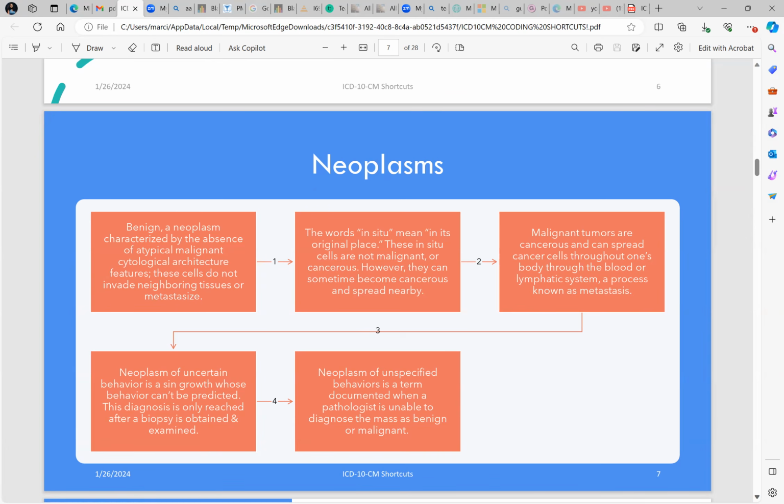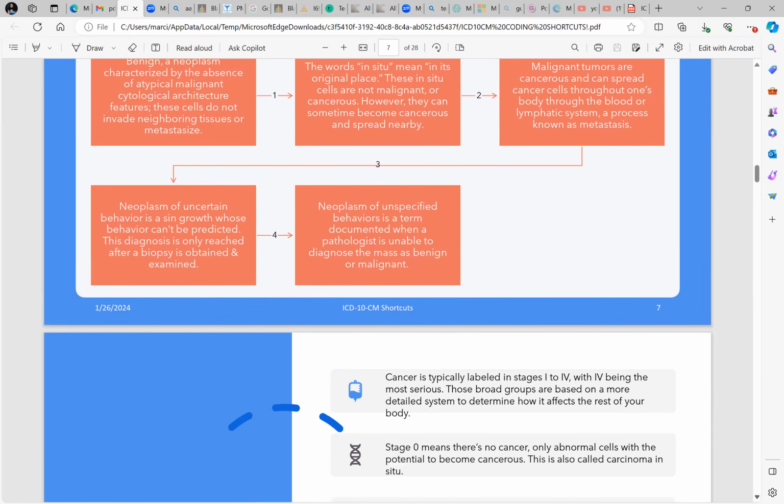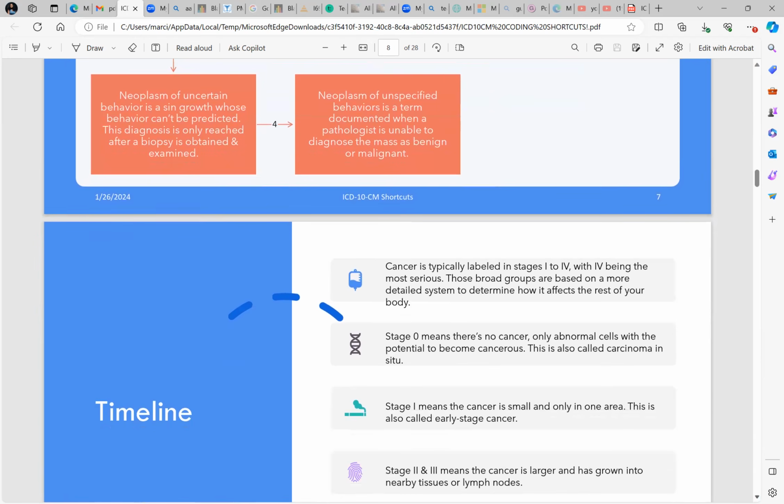Neoplasm of uncertain behavior. Sometimes people get it mixed up with neoplasms of unspecified behavior. So neoplasm of uncertain behavior is a growth whose behavior cannot be predicted. This diagnosis is only reached after a biopsy is obtained and examined. Now, neoplasm of unspecified behavior is a term documented when a pathologist is unable to diagnose the mass as benign or malignant.